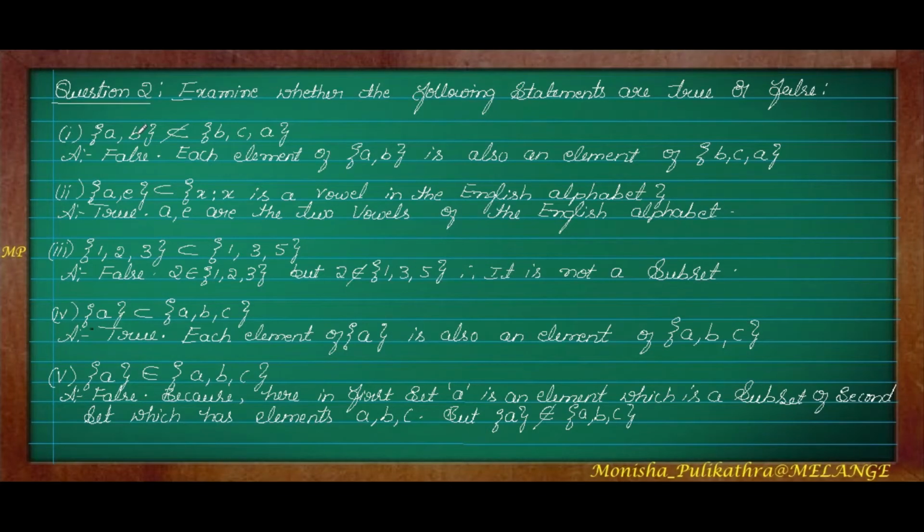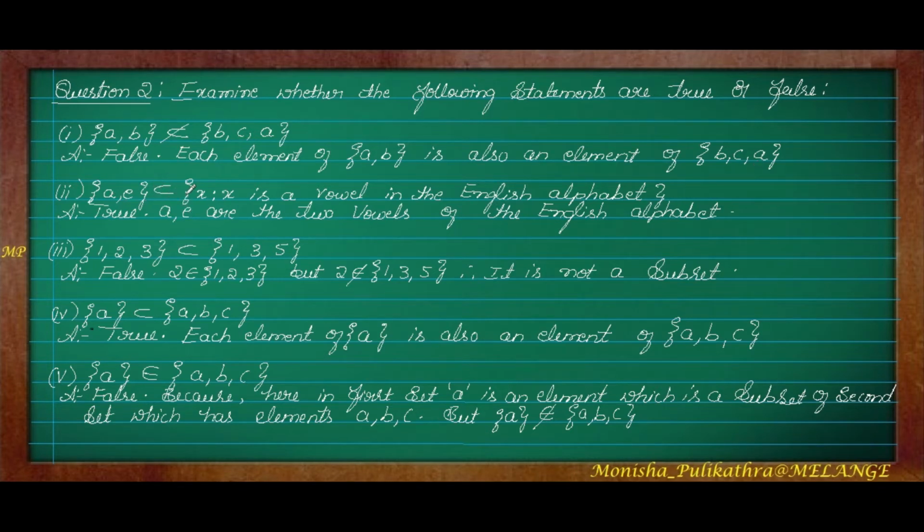The first question is {a, b} is not a subset of {b, c, a}. So in the first set the elements are a, b, whereas in the second set b, c, a, where a, b are also included here. So a, b and a, b. Therefore {a, b} is a subset of {b, c, a}, right? But since they have given not a subset, it is a false statement. Okay, because each element of {a, b} is also an element of {b, c, a}. So moving on to the next question.